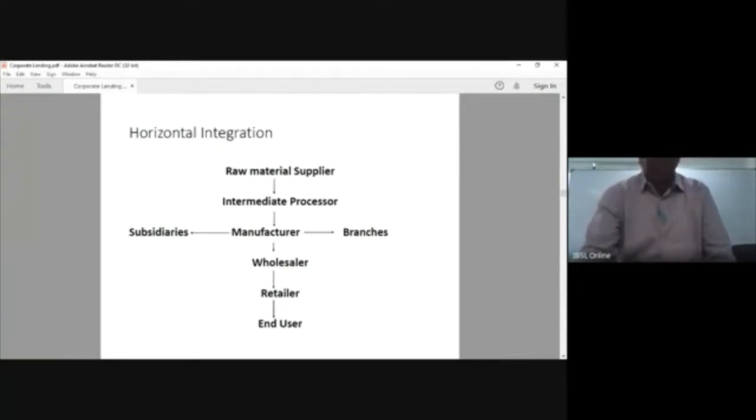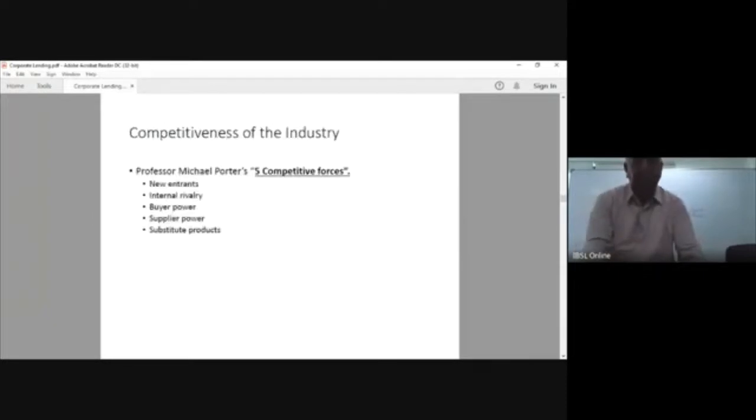So this integration, whether it is vertical or horizontal, the companies which are integrating vertically or horizontally get more and more profit. Their profit will increase, so they are very competitive within the industry. Within the industry, we have to analyze the competitive situation. Now, for competitiveness of the industry, there is another analysis. We call it Professor Michael Porter's 5 competitive forces, to analyze the competition within the industry.